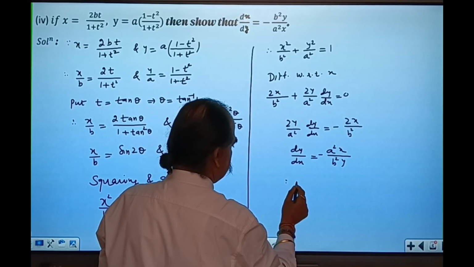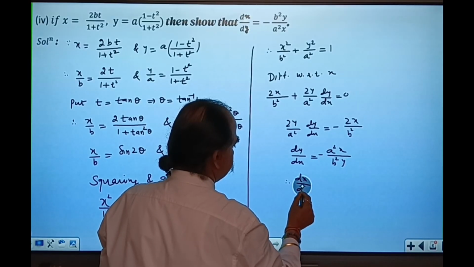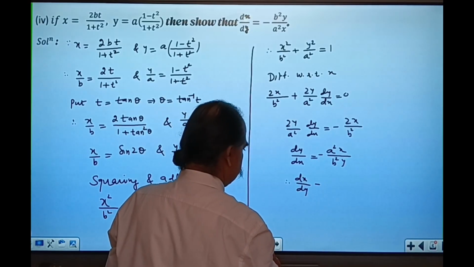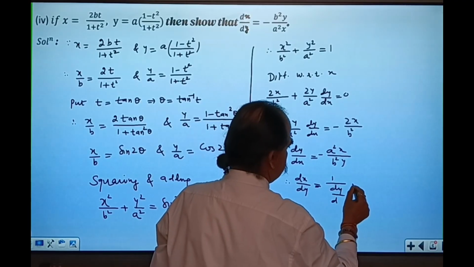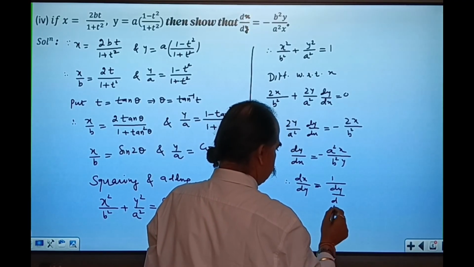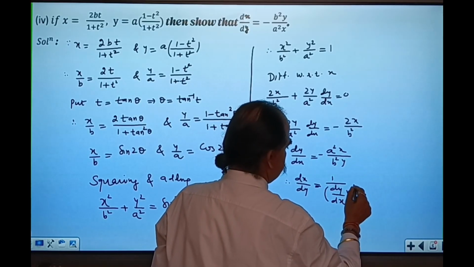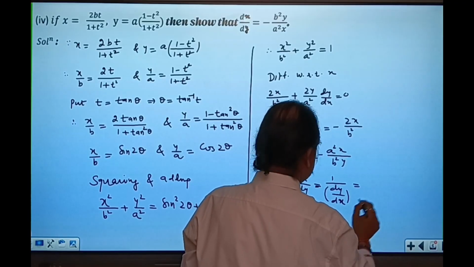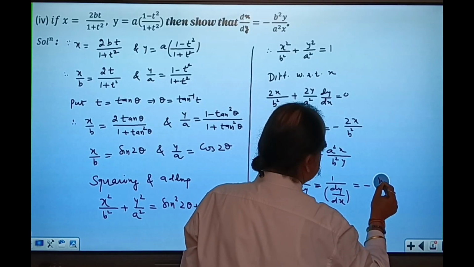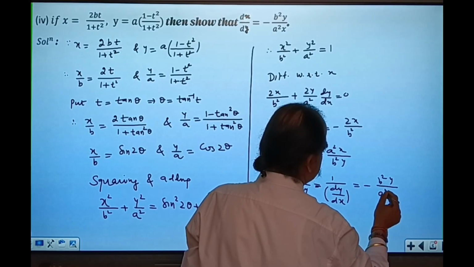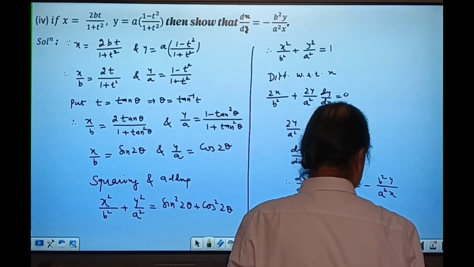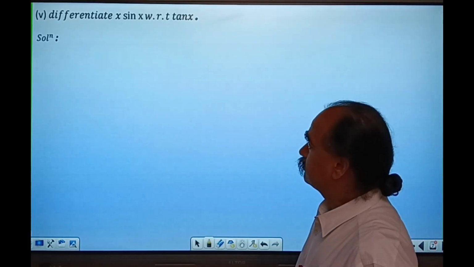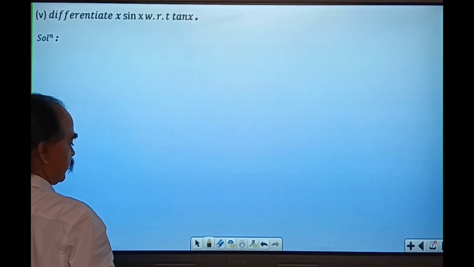Therefore, dx by dy is 1 upon dy by dx, which is minus b square y upon a square x. This is what is required.